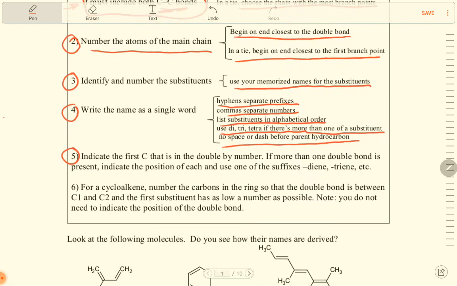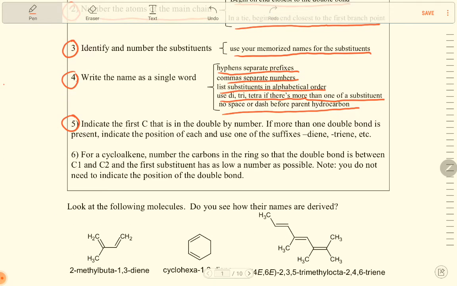And the fifth step is to indicate the first C that is in the double bond by number. If more than one double bond is present, indicate the position of each and use one of those suffixes: diene, triene, etc.